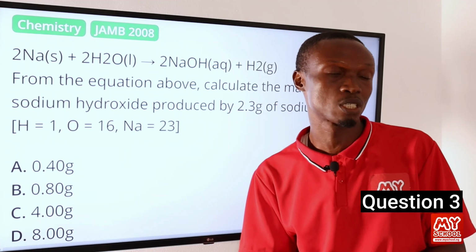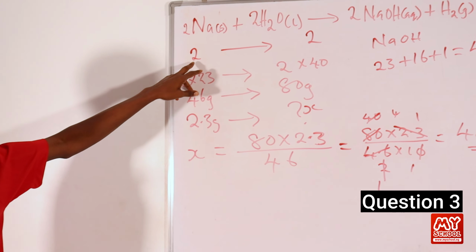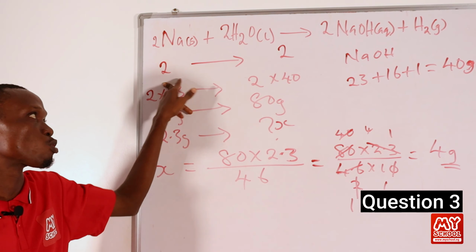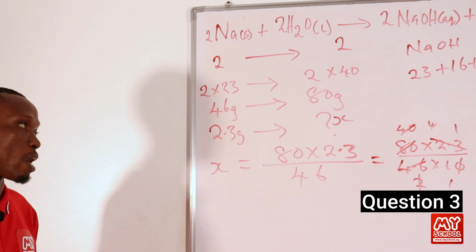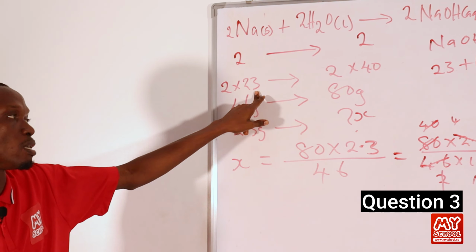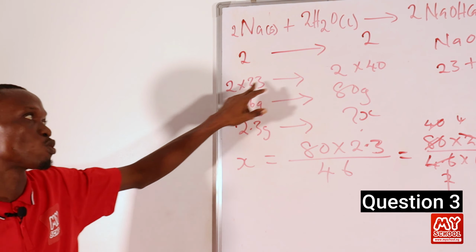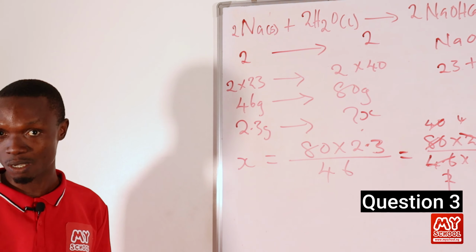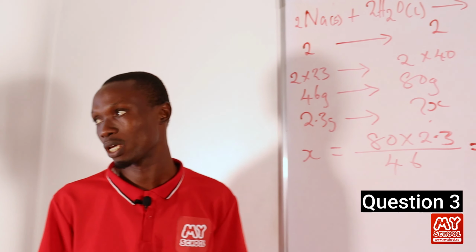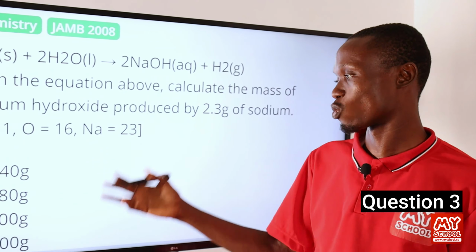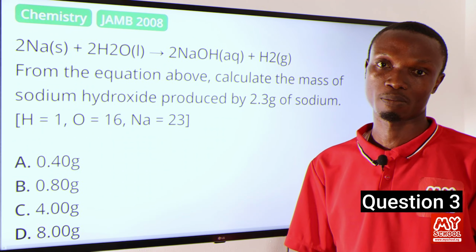Now, I want to point something out. Now, over to the board. If you look at what we have here, since we are having 2:2, okay, 2:2 is still the same thing as 1:1, because those two will cancel themselves out, right? So you can as well just go 23 and 40, okay, without having to multiply by 2 on both sides. Your answer will still be the same. So I'm just pointing that out so that you will not get confused about it. Okay, so that's that for this question. So the answer to this question is option C, 4.00 gram.